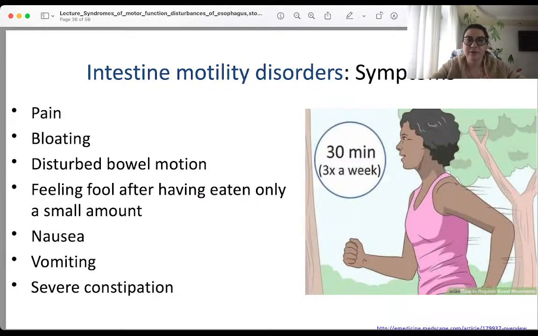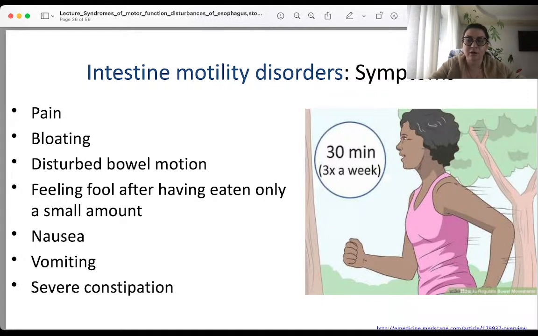Clinical symptoms of intestinal motility disorders include pain, bloating, disturbed bowel motion, feeling full after having eaten only a small amount, usual nausea, it can be even vomiting, and severe constipation. And please look at the picture on this slide, why I include it.